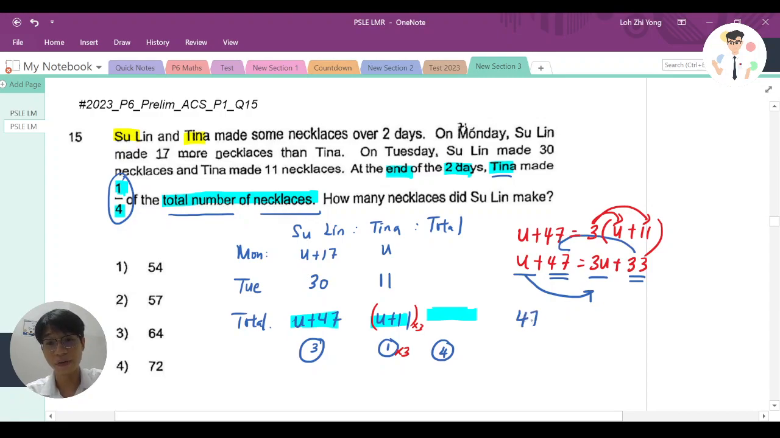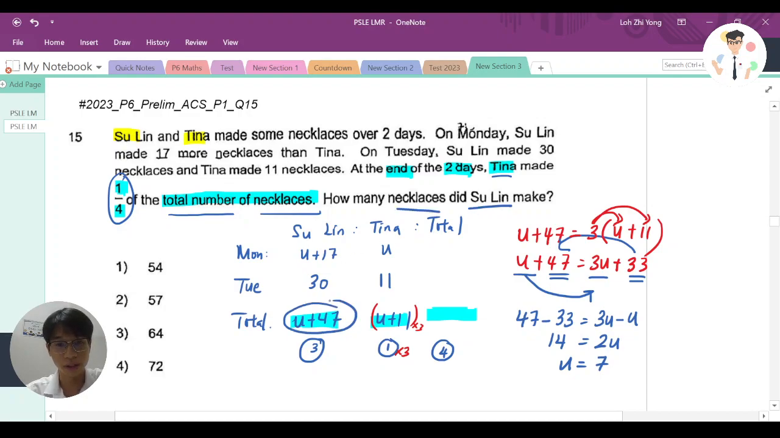So it becomes 47 minus 33, and 3 units minus 1 unit. 47 minus 33 is 14, and 3 units minus 1 unit is 2 units. So 2 units is equal to 14, and 1 unit is equal to 7. The question asks, how many necklaces did Sulin make? That is U plus 47. U is 7, so 7 plus 47 is 54. So the answer is option number 1.